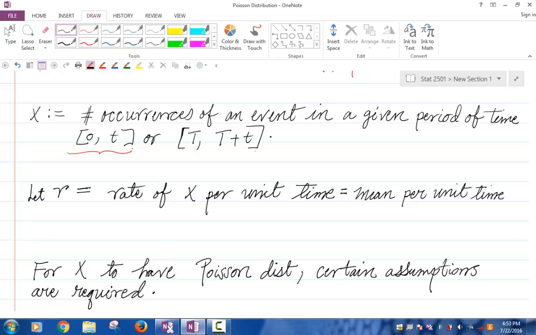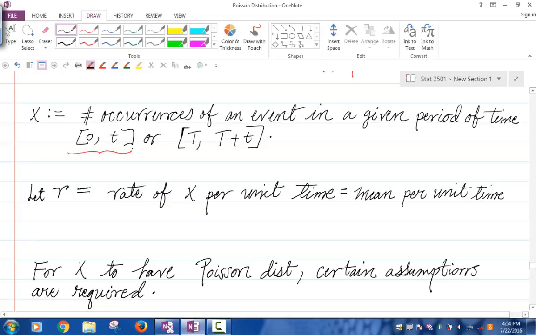Let r be the rate of X per unit time, or the mean of X per unit time. In other words, on average, the count of the event is r per unit time. So if the unit of time is hours, then on average we expect to see r occurrences of the event per hour.